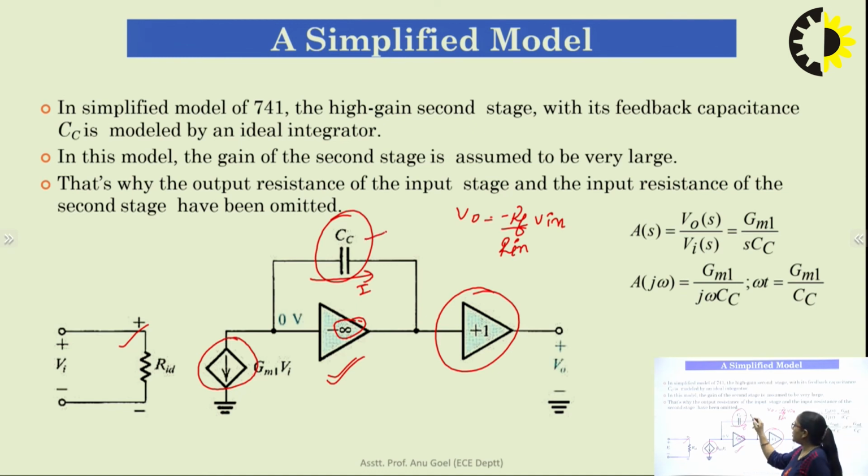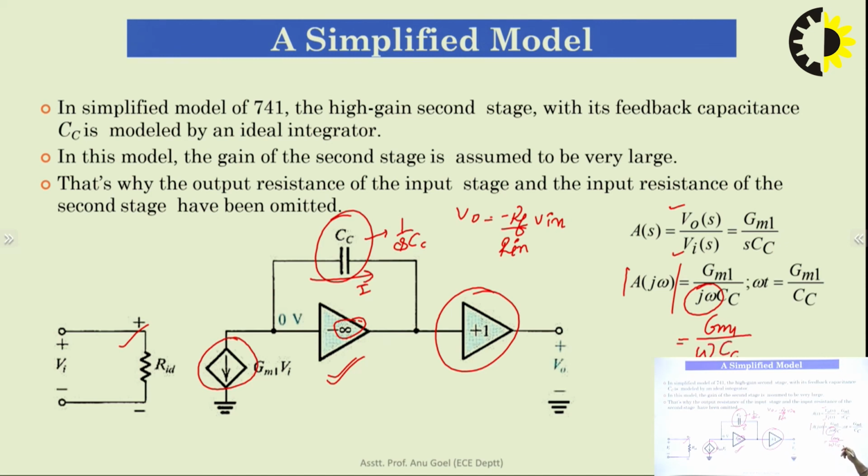How can we mention the capacitive reactance? 1 upon S Cc. So when we equate the value of both the currents, the relation we get between the output and input is Gm1 upon S into Cc. We know that S is equal to j omega. Replacing S with j omega, our equation becomes Gm1 upon j omega Cc. Taking the magnitude of this term, we get Gm1 upon omega Cc.